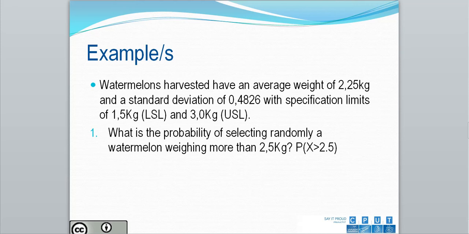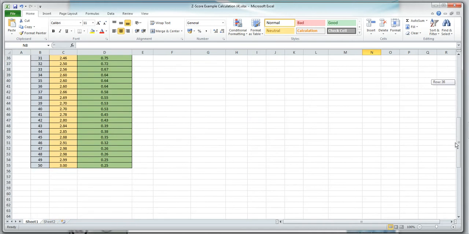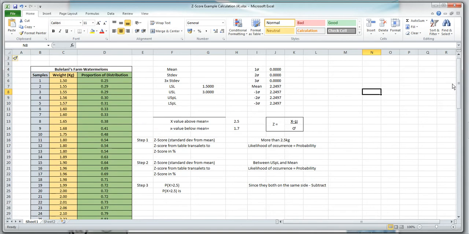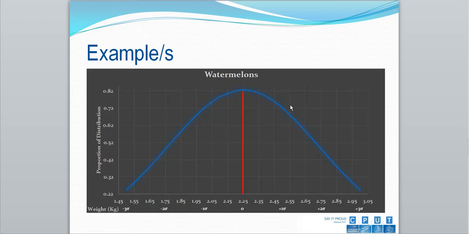So let's look at our data in order for us to do a calculation. We've got data that's collected with a total of 50 watermelons that have been weighed. We're going to use this data to determine the probability of selecting a watermelon that weighs more than 2.5 kilograms. From this data, we'll certainly get a curve that looks like this. This curve represents the data that has been collected, with the mean at 2.25.